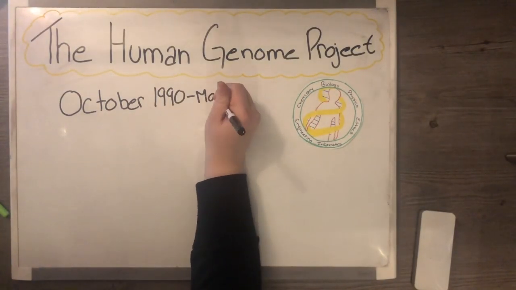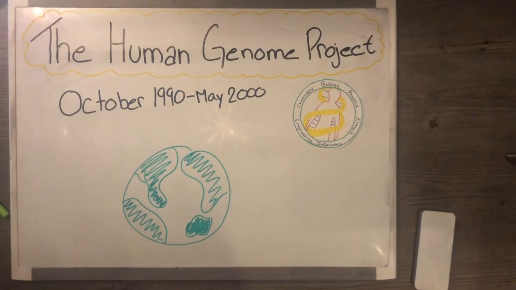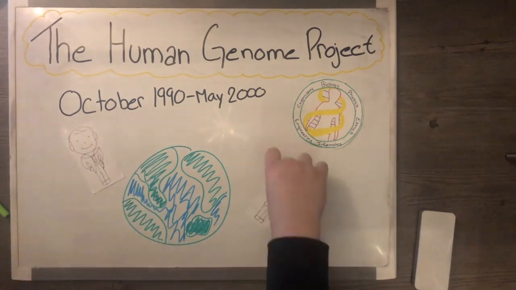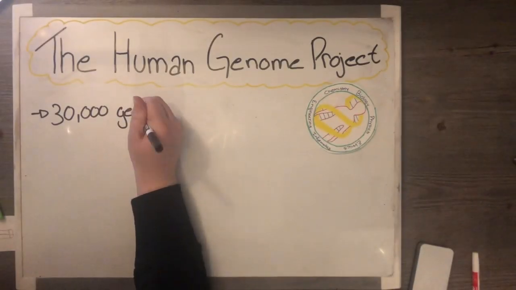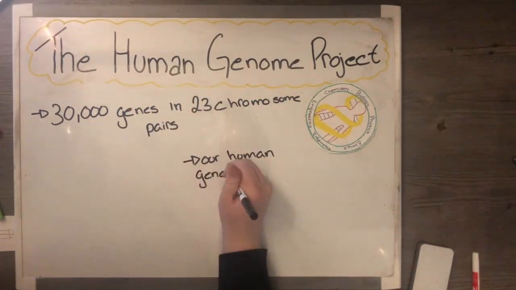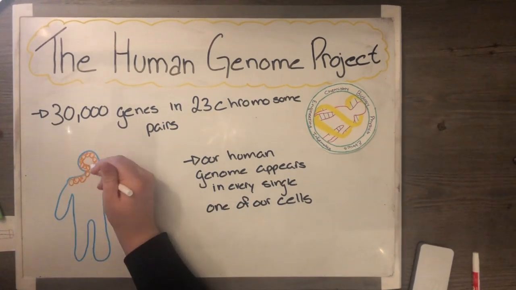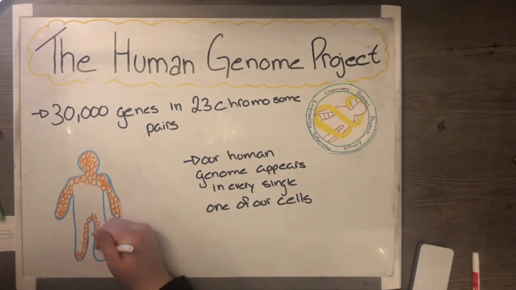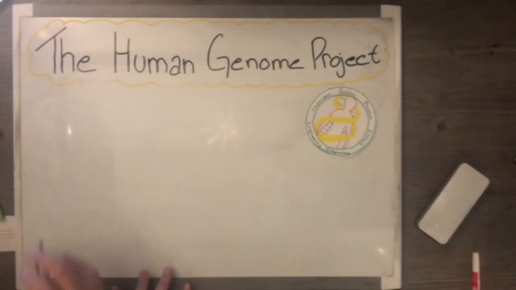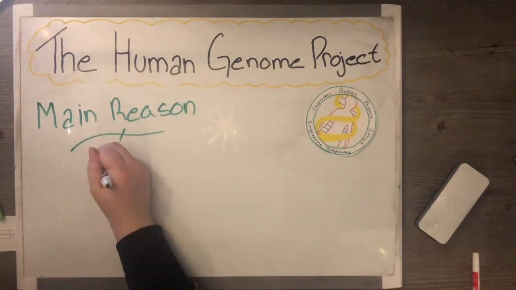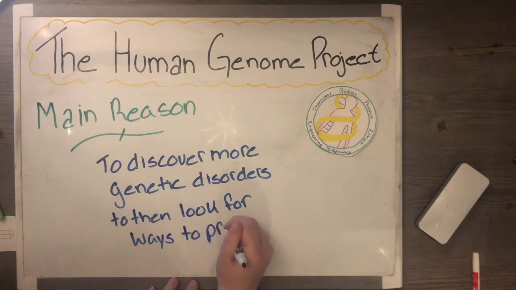The Human Genome Project began in October 1990 when the plan to map the entire genetic makeup of a human being began. With the aid of scientists globally, they completed the project in May 2000. The human genome consists of 30,000 genes within 23 pairs of chromosomes, and it is found within every single one of your cells. The main reason for this project was to identify genetic disorders, allowing scientists to then look for cures in medications and in gene therapies.